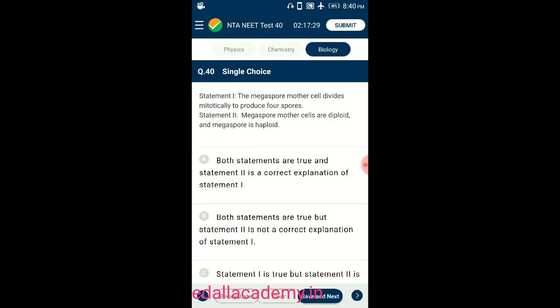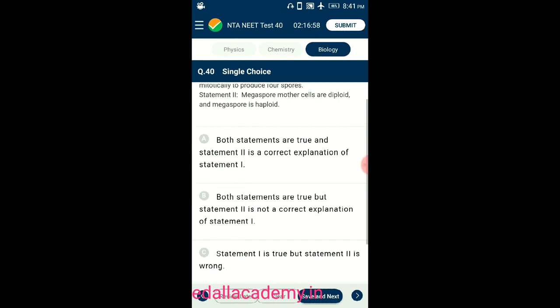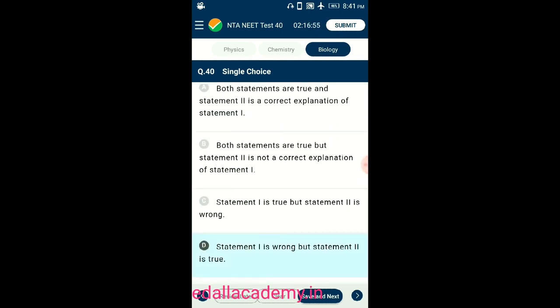Question number 40. Statement 1. The megaspore mother cell divides mitotically to produce 4 spores. Statement 2. Megaspore mother cells are diploid and megaspore is haploid. The megaspore mother cell is a prominent cell in the nucellus. It divides by meiosis and forms a row of 4 haploid megaspores. So from the given two statements, statement 1 is wrong but statement 2 is true. So the correct option is option D.